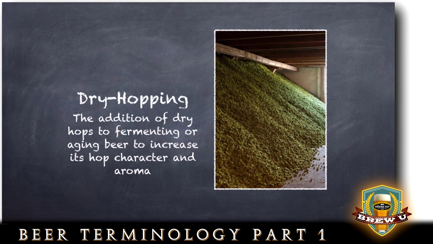Dry hopping. This is the addition of dry hops to fermenting or aging beer to increase its hop character and its aroma. Now, usually this imparts more aroma than it does taste. The hops that were added earlier in the process of the brewing contribute more to the flavor.